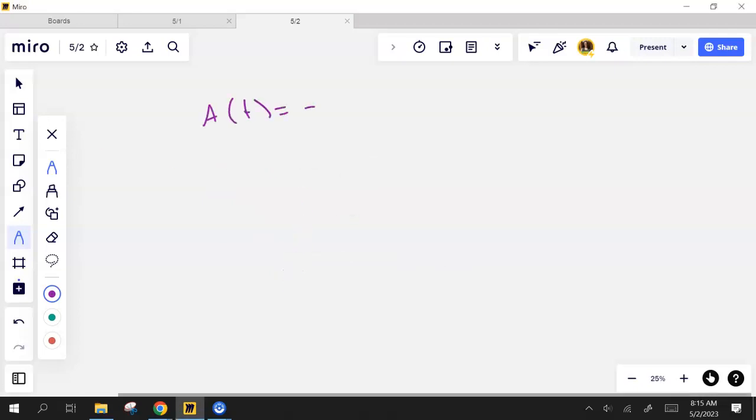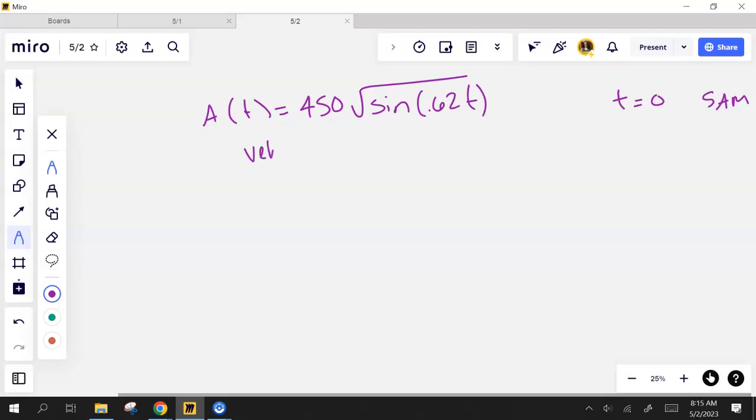A of t equals 450 square root of sine of 0.62t. t is the number of hours after 5 a.m. I won't make that mistake again. I'll make sure. So if t is 0, then that's 5 a.m., and so on. I'm going to make myself a note so I remember. A of t is measured in vehicles per hour. Traffic is flowing smoothly at 5 a.m. with no vehicles waiting in line.